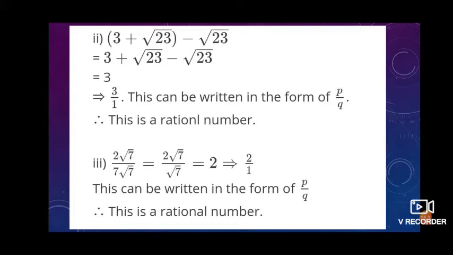So it's a rational number. Next one, here 2 root 7 by root 7. Here the 7 is extra, printed by mistake, children, don't consider that. Then 2 root 7 by root 7, root 7 will get cancelled, we will get 2. So if the answer is 2, then we can write it in the form of p by q. So again it's a rational number. Means one irrational number 2 root 7, we are dividing with one more irrational number root 7, we are getting a rational.